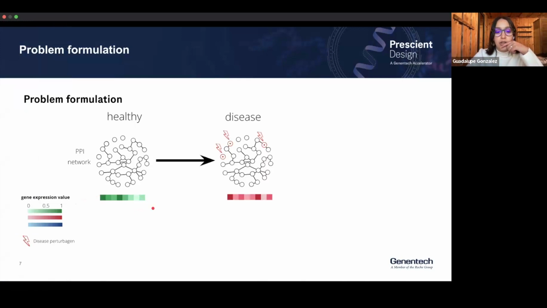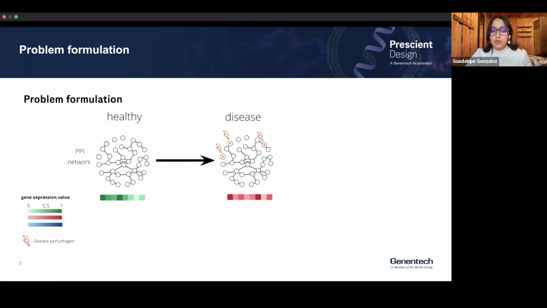And then we would have in our system a disease, which is represented as perturbations here. So this disease, let's say, interferes with the function or even folding of the proteins that these genes encode. So that causes changes in the gene expression. This is what we would call a disease signature or a disease phenotypic state.